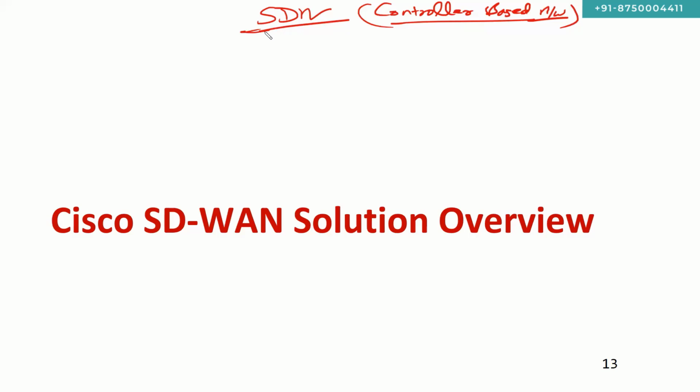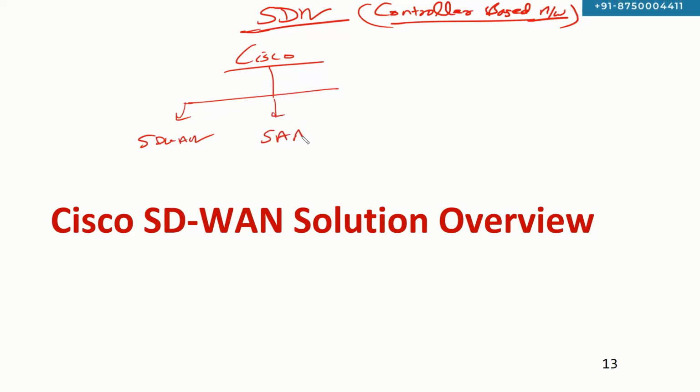So basically in controller based networking, you have got a centralized controller, and from there you are going to manage all of your network equipments, network devices. When we talk about Cisco as a vendor, as a manufacturer, then in SDN they have got three different solutions for you. One is SD-WAN, obviously. Then they have got SDA, and also they have got the ACI.